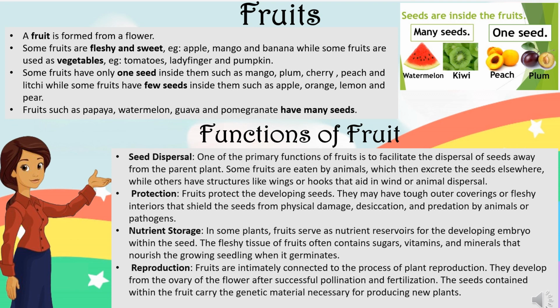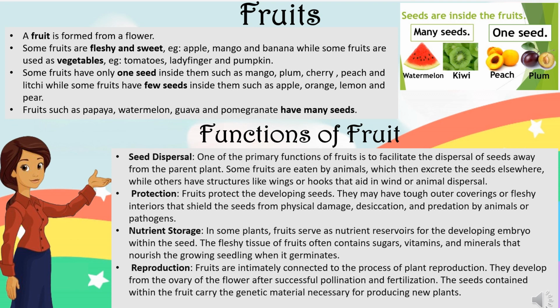Next we'll explore the functions of fruits and their significance in the plant kingdom. First and foremost, fruits play a crucial role in seed dispersal. But fruits aren't just vehicles for seed dispersal, they also provide protection for the developing seeds. In some plants, fruits serve as nutrient reservoirs for the developing embryo within the seed. The fleshy tissue of fruits often contains sugars, vitamins, and minerals that nourish the growing seedling when it germinates.